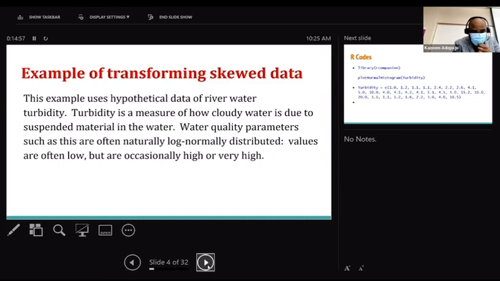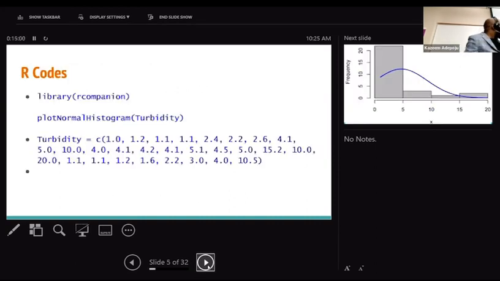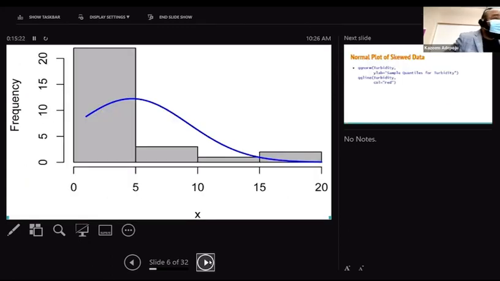Now, this is the data set that we have for the turbidity. If you take a look at this data set, which is the response variable, and you plot the histogram, you're basically going to have this. What do you see? This is not normally distributed. And this is not very surprising, because environmental data are not normally distributed.